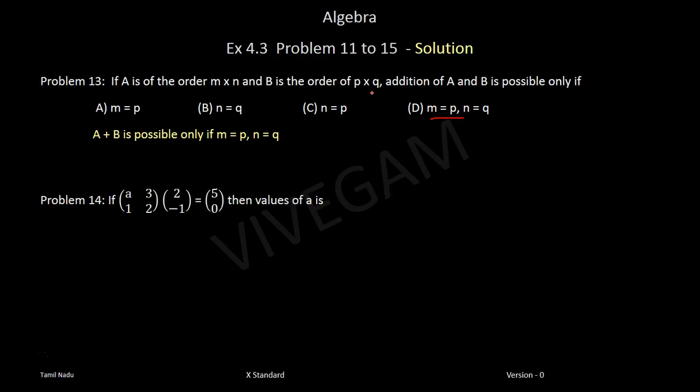So problem 14. Here, see, they have defined the matrix multiplication and they are asking us to find the value of A. So this matrix is multiplied by this to get you this, and we are asked to find the value of A.